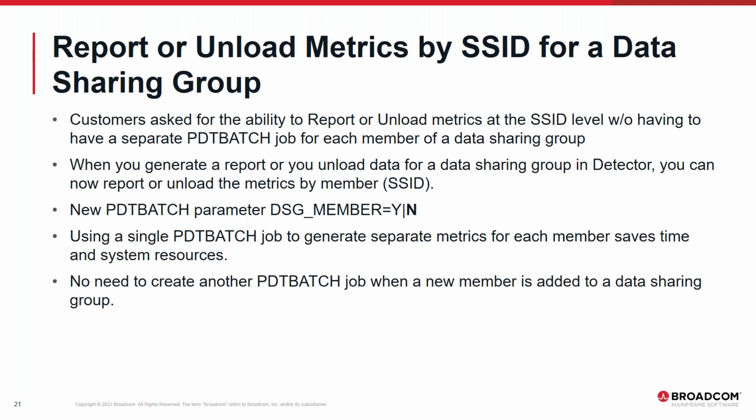So now we've added a new PDT batch parameter called DSG member. Values are yes or no, that will control whether or not the aggregation happens as part of the output. No is the default, which means that by default, the behavior will be the way it is today. We aren't introducing a change in the behavior of the reports. But if you do add this and set it to yes, you will see the behavior change. Using a single PDT batch job to generate the metrics saves time and system resources, and also provides you flexibility so that when you add a new data sharing member to the group, it automatically shows up in these reports instead of having to add a new PDT batch job for that specific SSID.